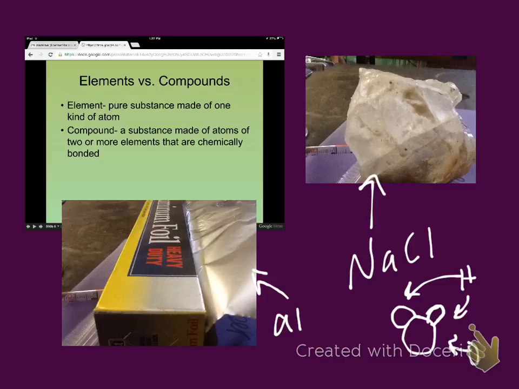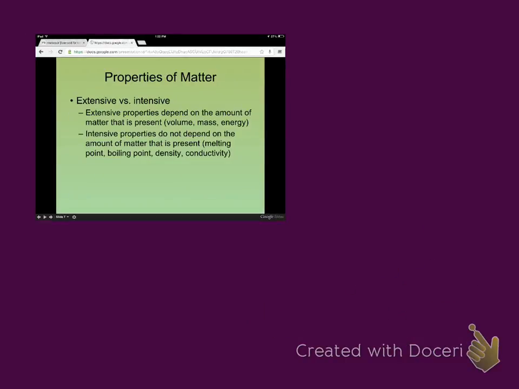So elements versus compounds. Okay, we're going to talk about a couple different kinds of properties. We have two classes of comparison for properties. The first is extensive and intensive, and this is pretty basic. We're not going to stress this a lot. Extensive properties depend on how much stuff you have. So mass, length, volume, the amount of energy something has. 1 liter of gasoline has less energy than 100 liters of gasoline. Pretty obvious, right? That means it's an extensive property.